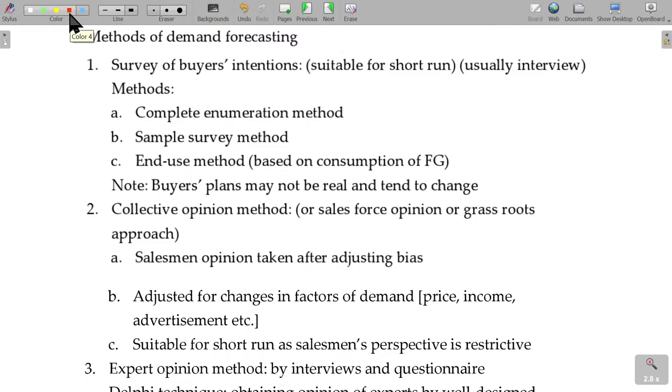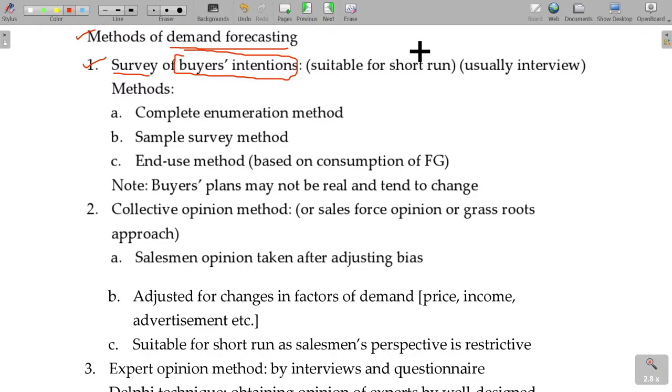In the previous class, we discussed forecasting, its importance and where we can use it. In this class, methods of demand forecasting. How can we forecast the demand? The first method is the survey of buyer's intentions.